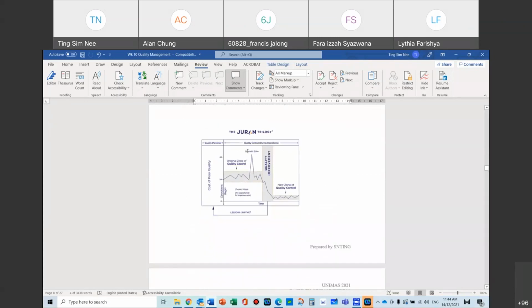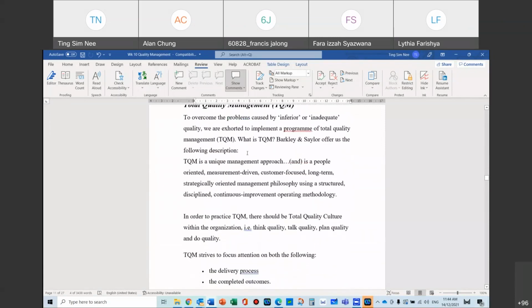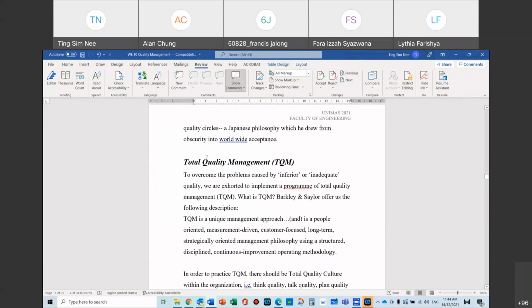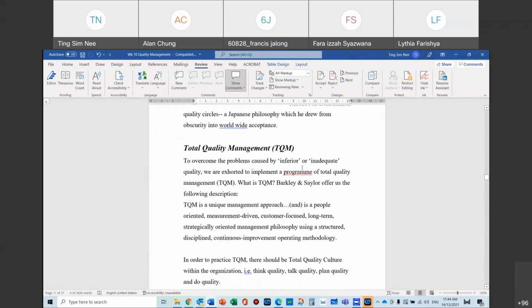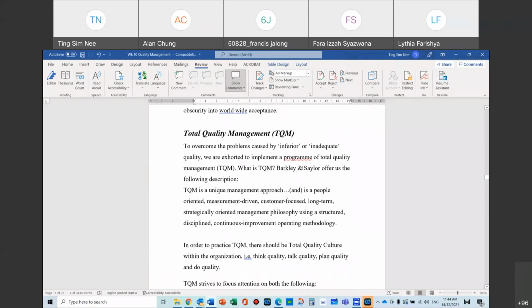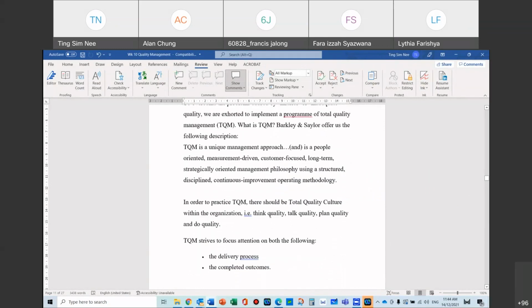Okay, so here we'll talk about quality, TQM. What is quality? Total quality management. So it's not about whether the product is good or not good or whatever. It's about an approach. TQM is an approach. It's a management approach that is people orientated, measurement driven, customer focused, long term, and then you keep on wanting to do better. It's about a culture. It's about think quality, talk quality, plan quality, do quality.